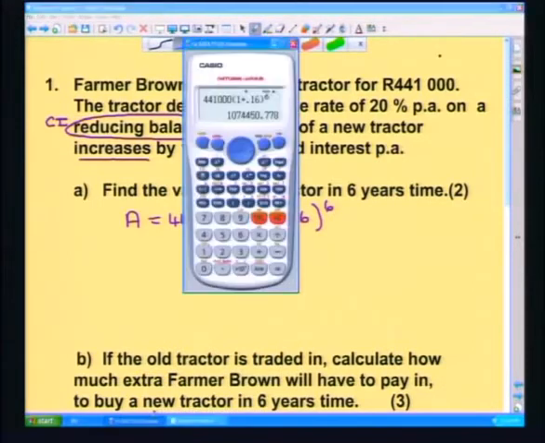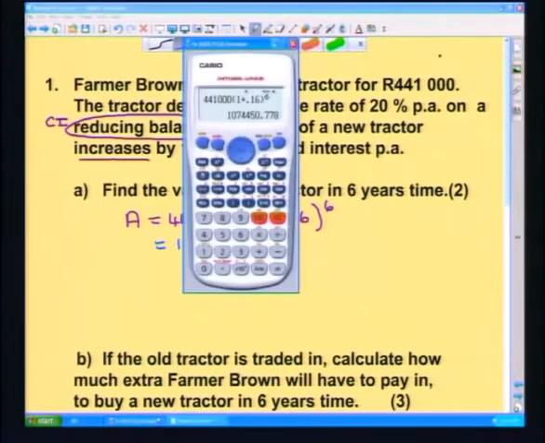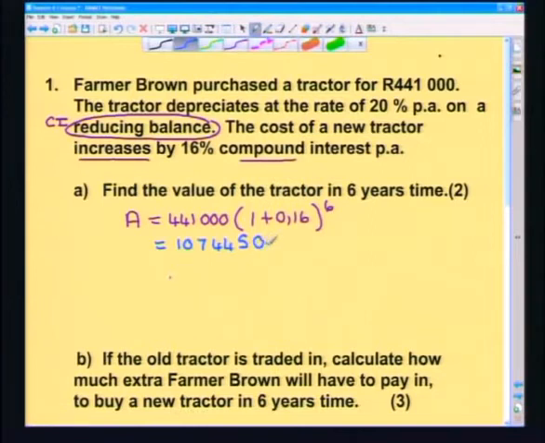Let's just bring the calculator up. It's 107,445. And let's get the rest of the number off the calculator. 0,78. So you can see that's lots of money that's accumulated on this price of the tractor.